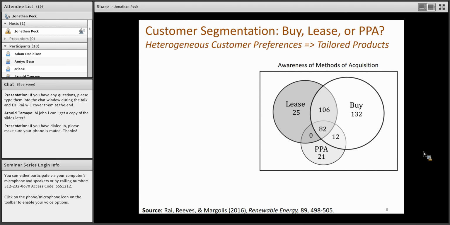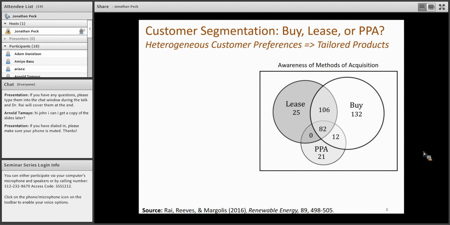What you see is how aware different customers were of different ways of going solar. So were they aware whether they could lease, PPA, or buy? For example, the number 132 buy, those were customers who only had the option to buy, or at least they were only aware that they could buy. And the 106 in the center, of the respondents, those were the folks who were aware that they could either lease a system or buy a system.